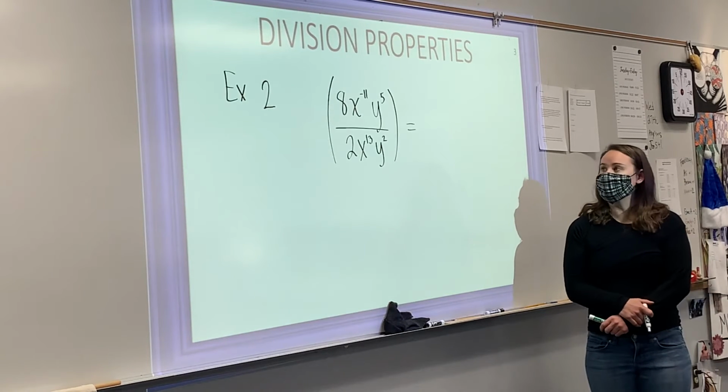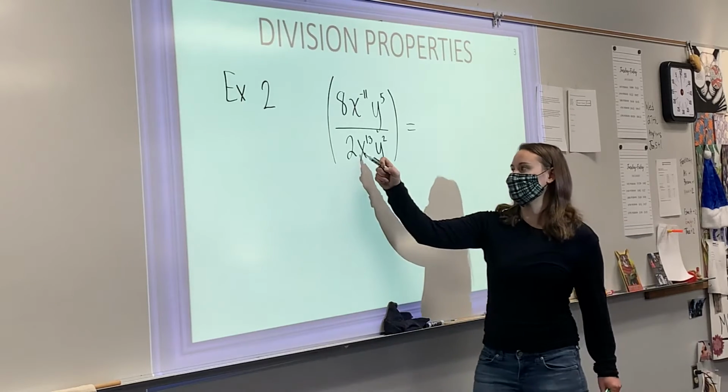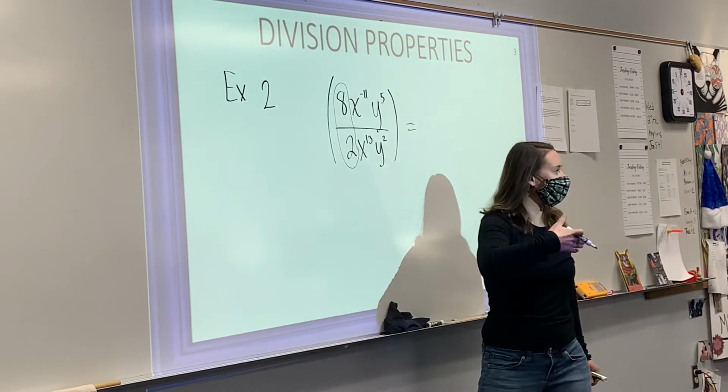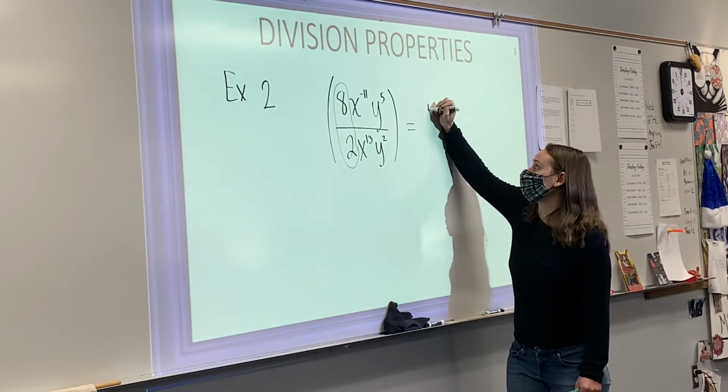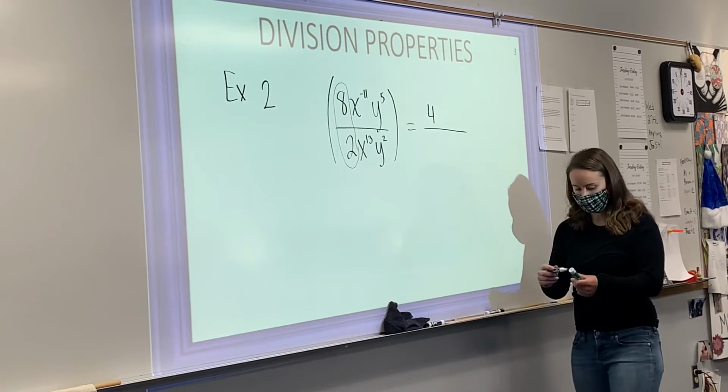All right, first thing we're going to do is deal with the 8 divided by 2. What is 8 divided by 2? 4. And 4 is 4 over 1. So I'm just going to keep that 4 in the numerator. 8 divided by 2 is 4.